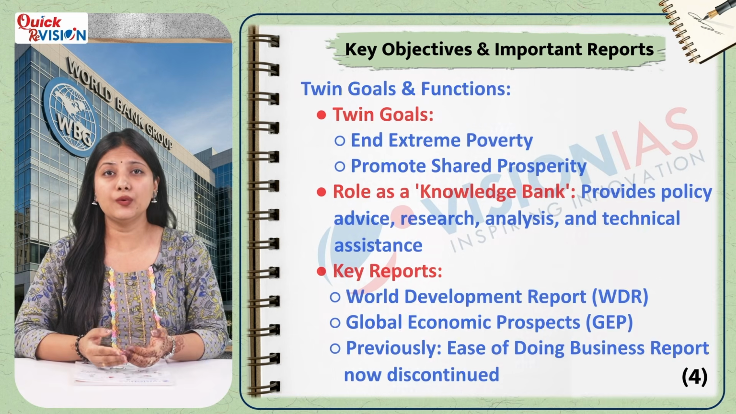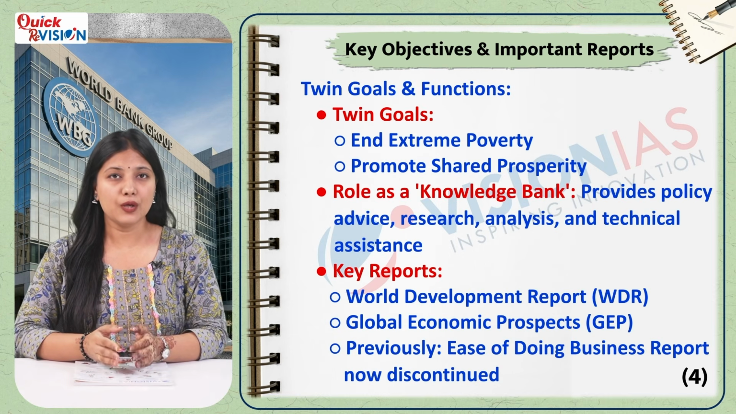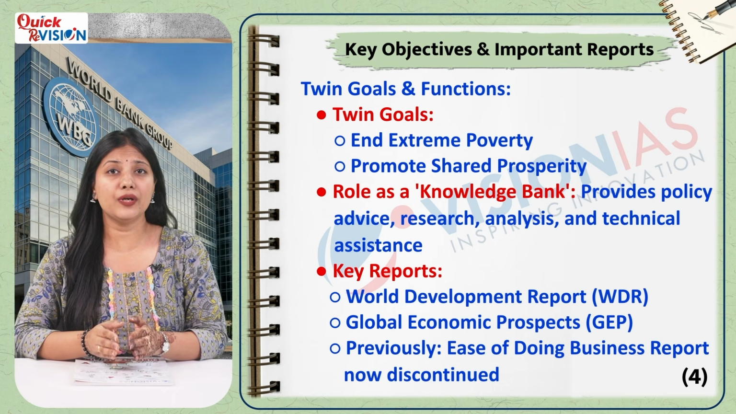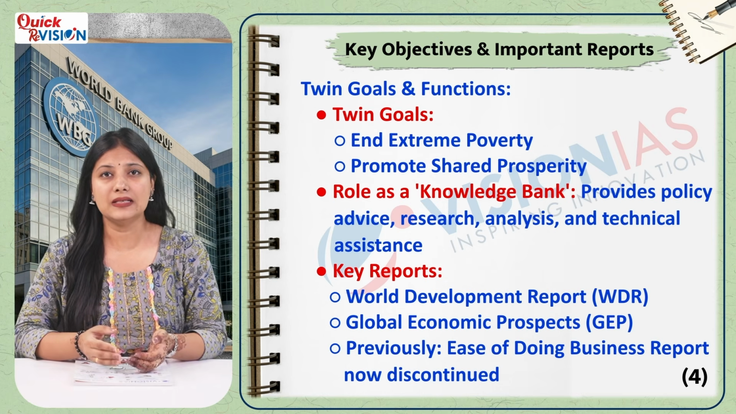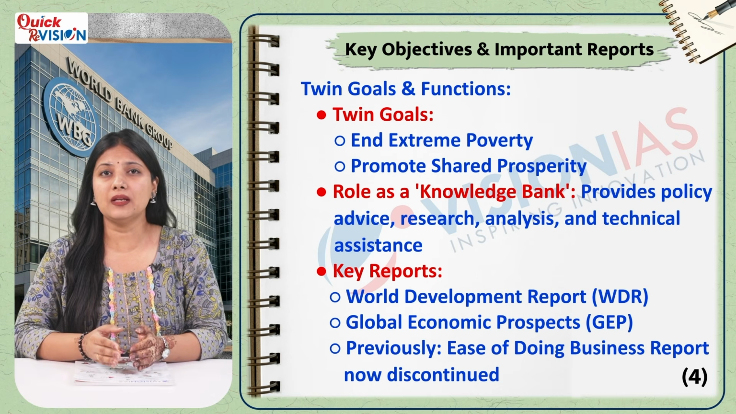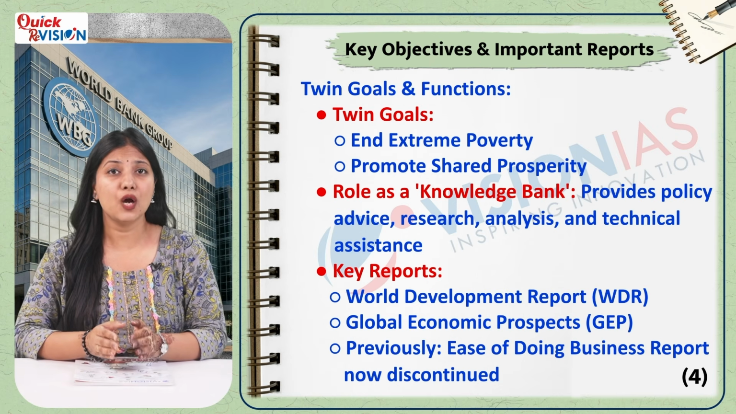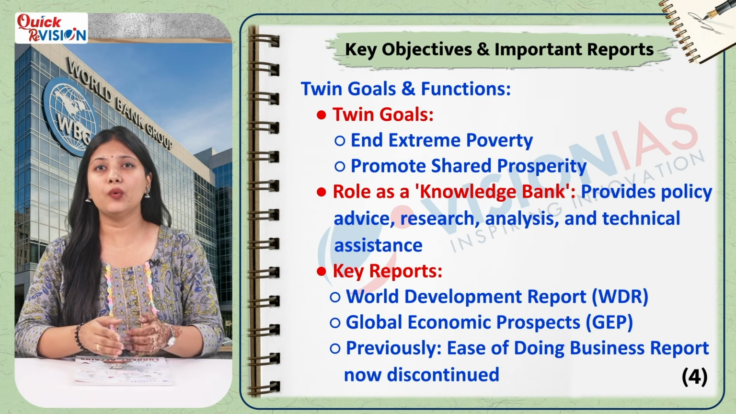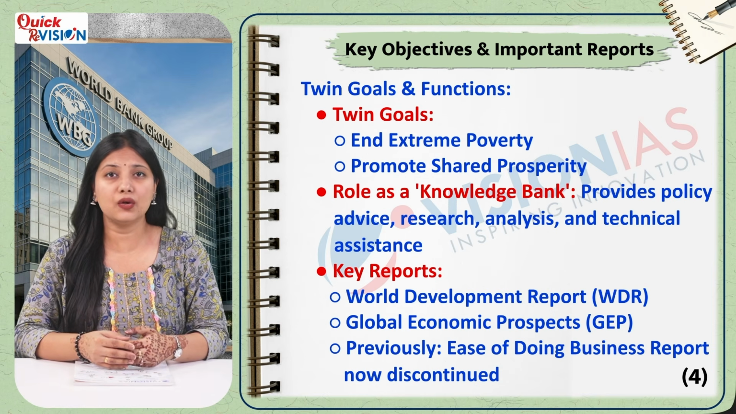Today, the World Bank Group has 2 main goals. First, to end extreme poverty by 2030, that is, reducing the number of people living on less than $2.15 per day to 3%, and second, to promote shared prosperity by increasing the income of the poorest 40% in every country. To achieve these goals, the bank provides loans, technical assistance, and knowledge sharing.